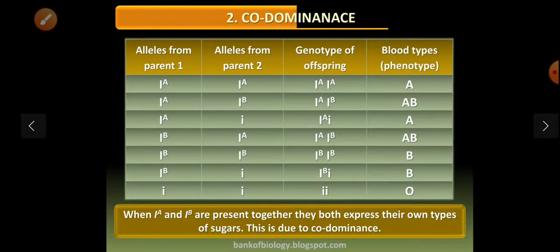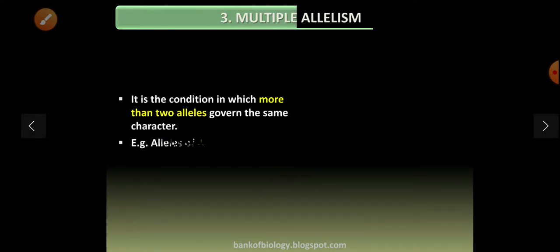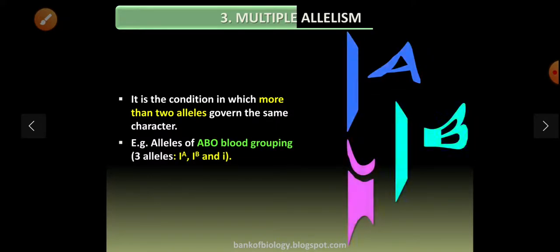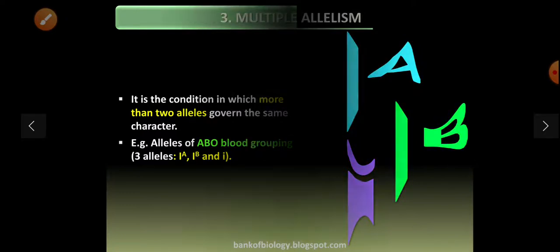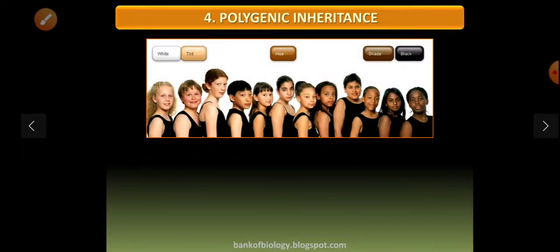Now the third is multiple allelism. It is the condition in which more than two alleles govern the same character. Example: the ABO grouping system, which we have already seen.